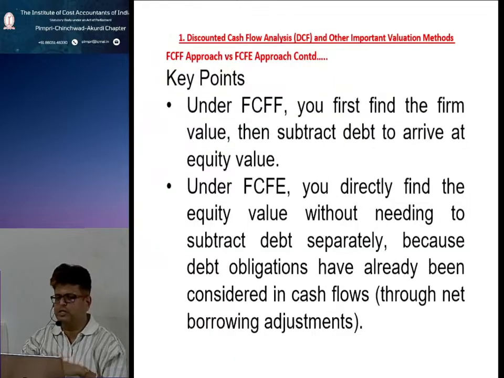So the key point to be remembered under FCFF is that one must find the firm value, then subtract debt to arrive at the equity value. Whereas under FCFE, one directly finds the equity value without needing to subtract debt separately, because debt obligations have already been considered in the cash flows through the net borrowing adjustment. So those are the distinctive points to be kept in mind for the FCFF and FCFE approach.